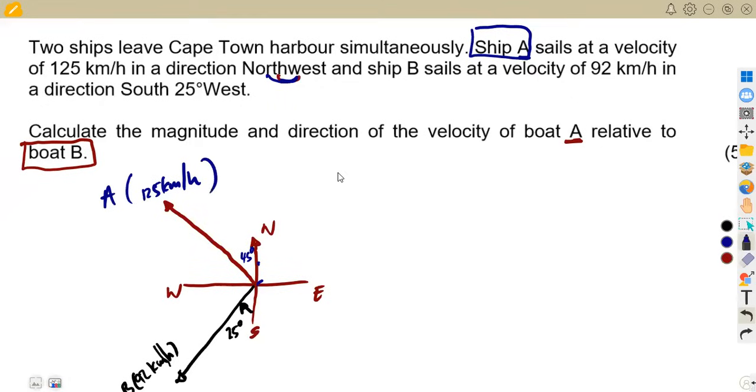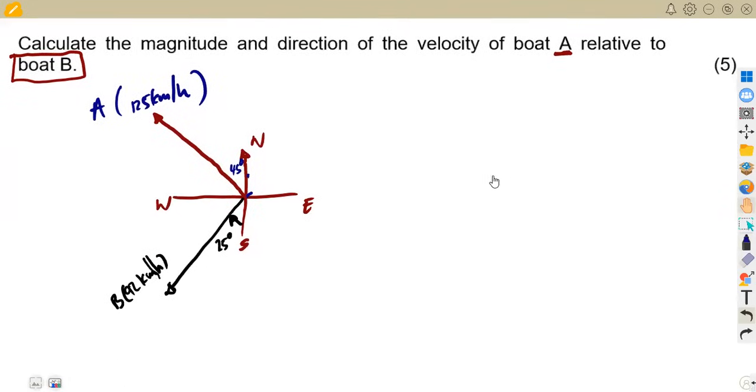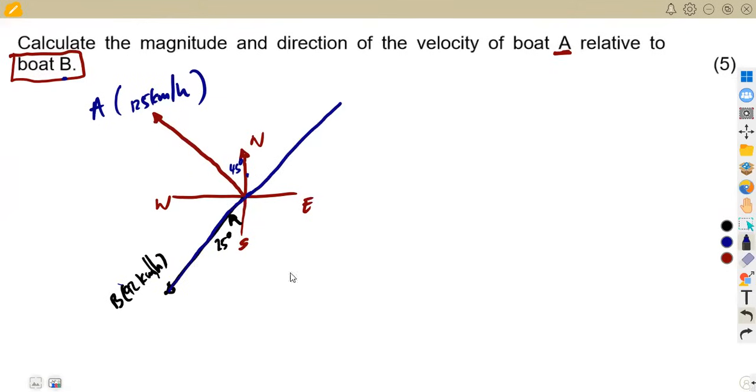So the condition is we are given to calculate the magnitude and direction of the velocity of boat A relative to boat B. So we have to stop B in this case. That is, change the direction of B, to add to that of A. So B was in this direction. We're going to change its direction. We are going to see B now this way. This is where we are going to see our B. It has to change direction so that it can be added to A.